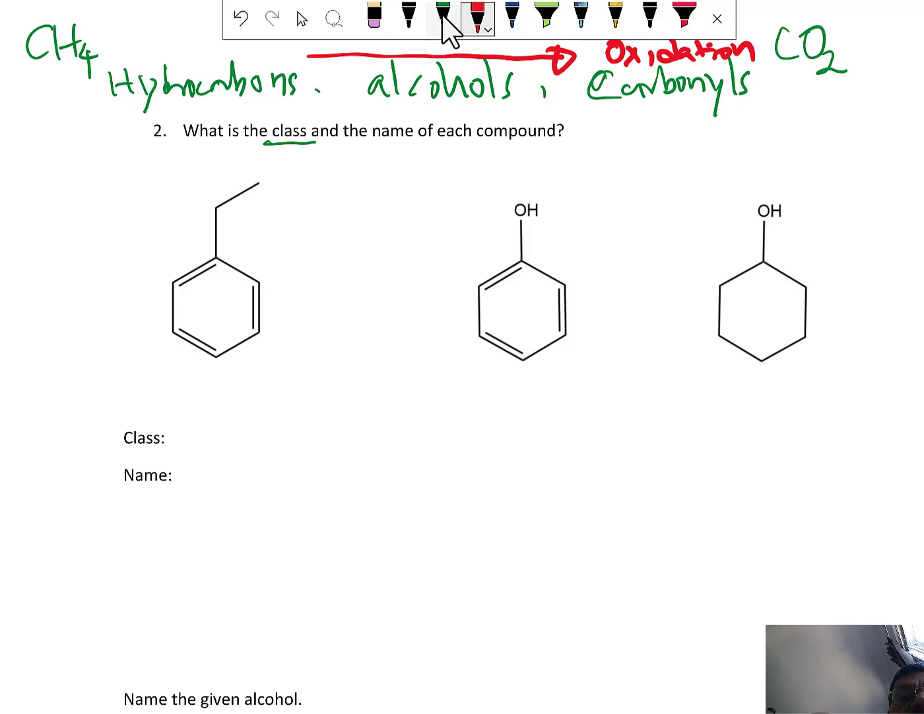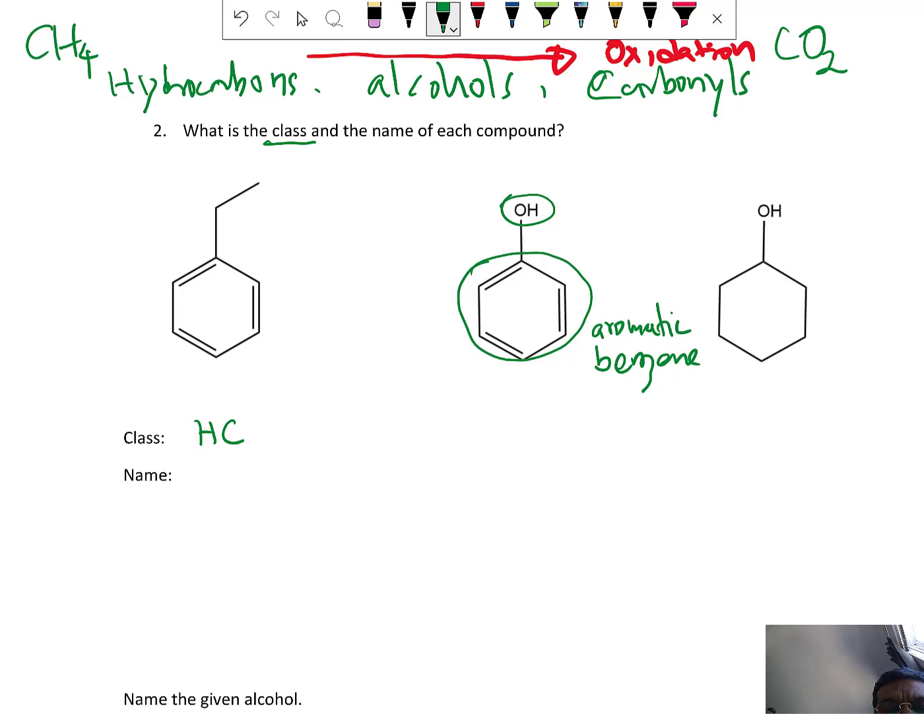So let me write those. So this is a hydrocarbon, right? Hydrocarbon, you have to write the complete name though. HC, hydrocarbon. Okay, and then this ring is the aromatic ring or benzene ring, right? Benzene ring. So that's what you have here. Now when the benzene ring has a hydroxyl group, that is called phenol or phenols, right?